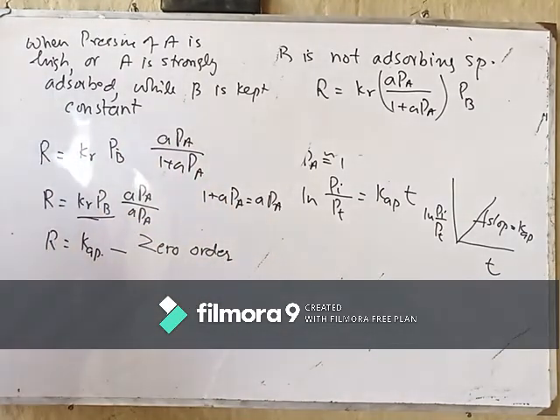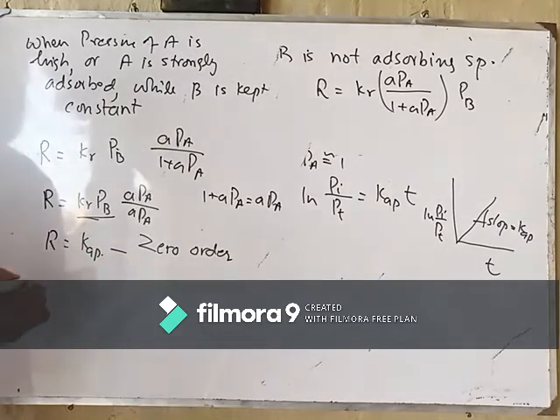Zero order यानी किस कंडीशन में? When pressure of A is high and pressure of B is kept constant, then this follows the zero order kinetics. When pressure of A is high and B is not constant, then the reaction is first order with respect to B and zero order with respect to A. लेकिन अगर एक को कांस्टेंट रखते हैं then the overall order of reaction is zero order.